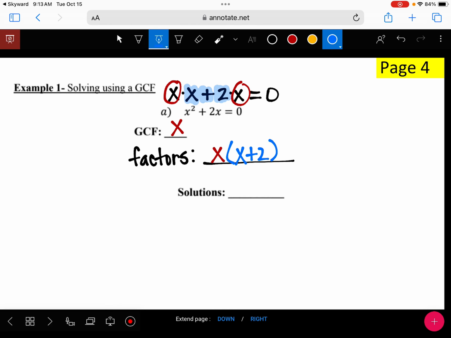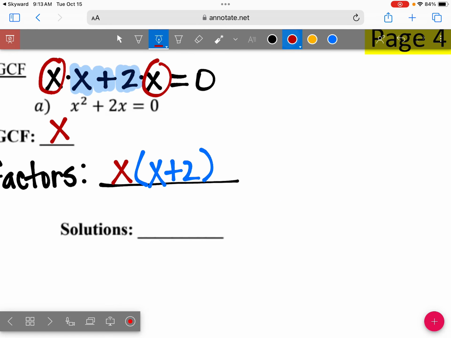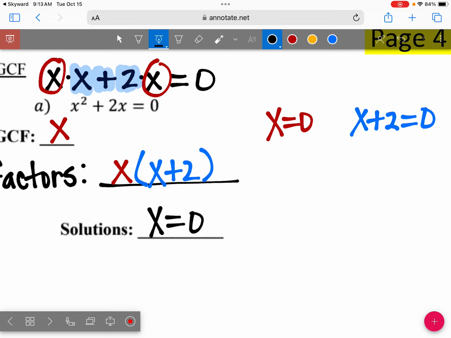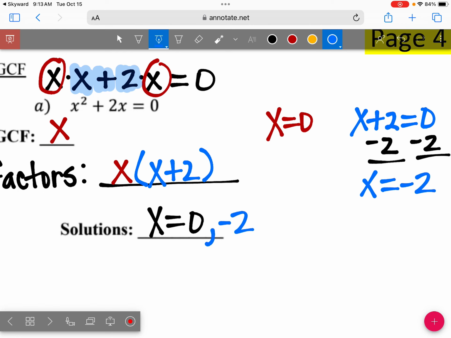So now set those equal to 0. Set the red x equal to 0. X plus 2 equal to 0. So this one, we don't have to do anything. This is already solved, so that would be my first solution. But for the second one, I have to subtract 2. So that would be my 2 solutions.